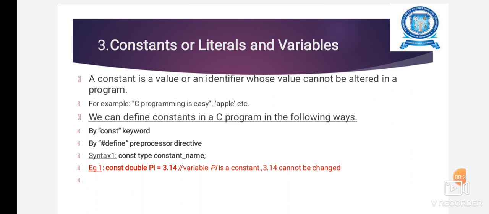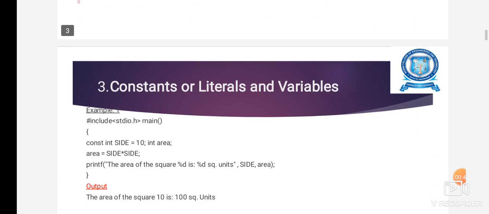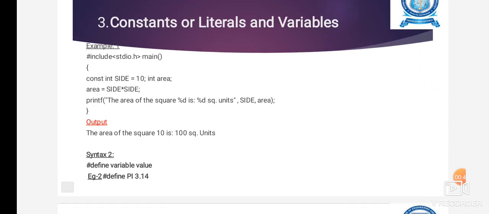The example is const double PI = 3.14. Variable PI is a constant, 3.14 cannot be changed. So this is a simple example of constant. #include <stdio.h>. Then you define the main function. Then const int side = 10. int area = side * side. Then print the area. The output is the area of the square 10 means 100 square units.